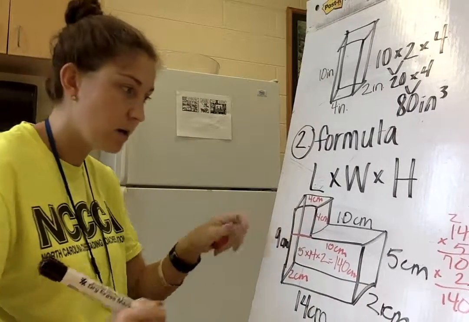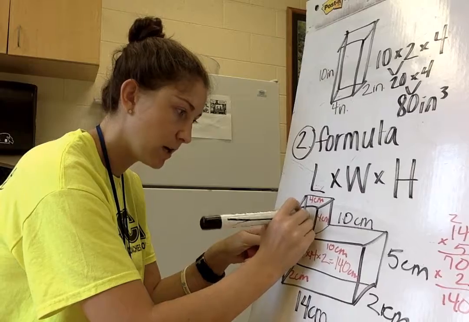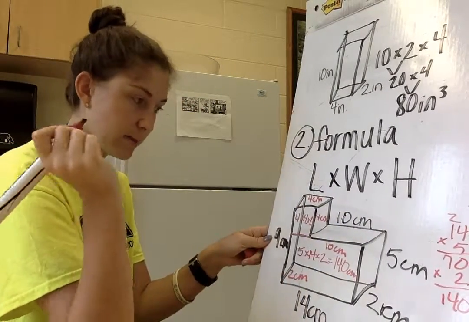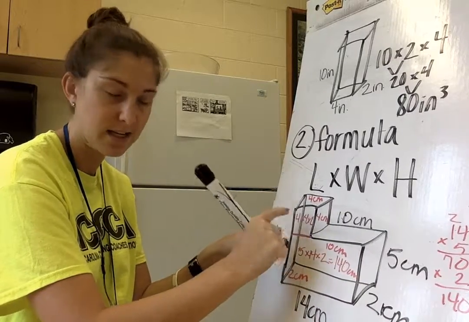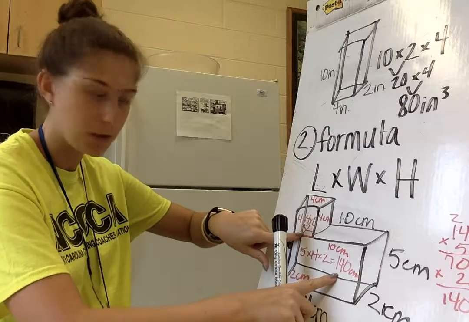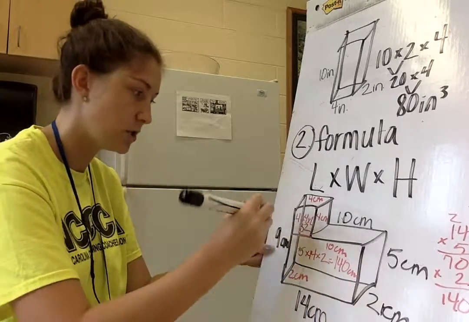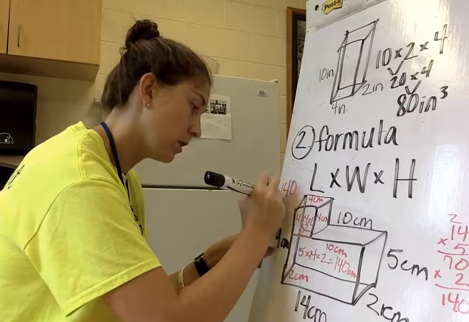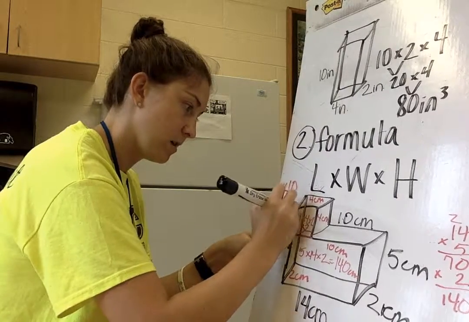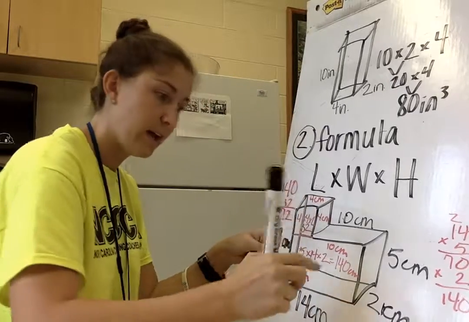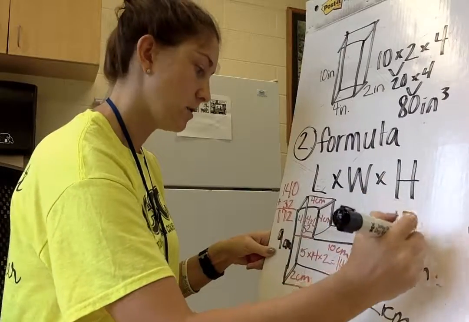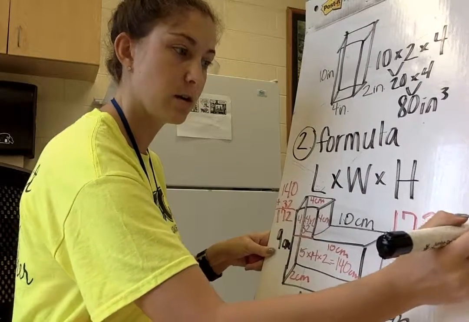For this piece up here, I'm going to have to multiply 4 times 4 times 2, because I know that that's my width. So 4 times 4 is 16, times 2 is 32. Now I'm going to have to add these two numbers up, 140 plus 32, I'm sorry. So 2, 7, 1. That means that the whole volume of this figure here is going to be 172 centimeters cubed.